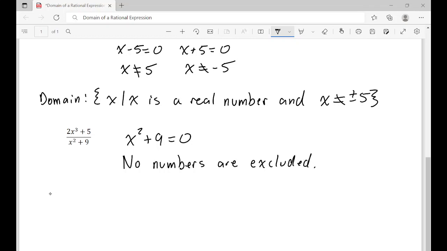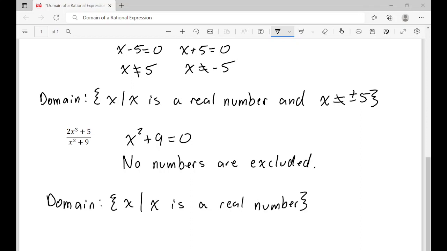So we can say that the domain is x such that x is a real number. And there are no exceptions in this specific one.